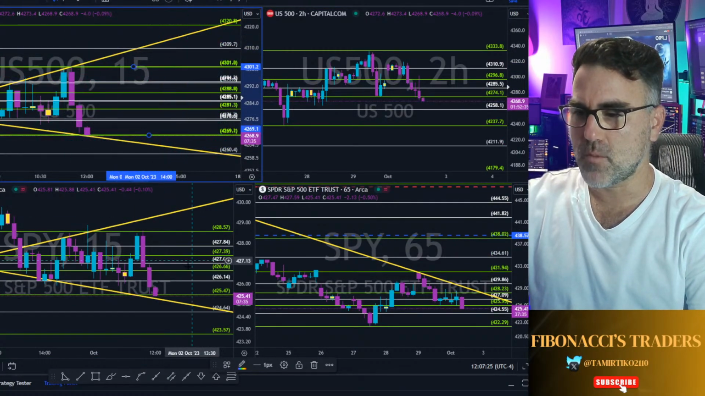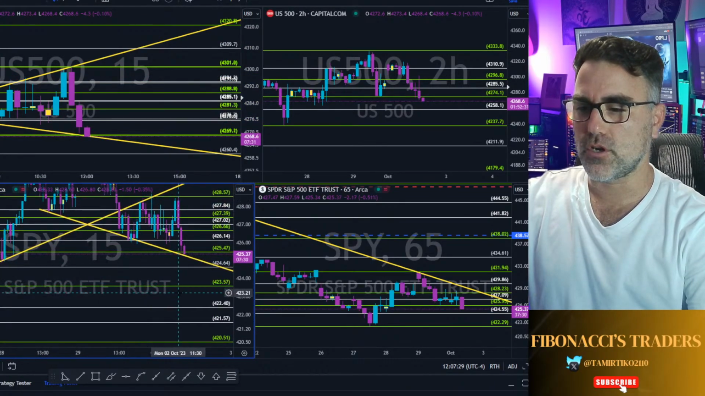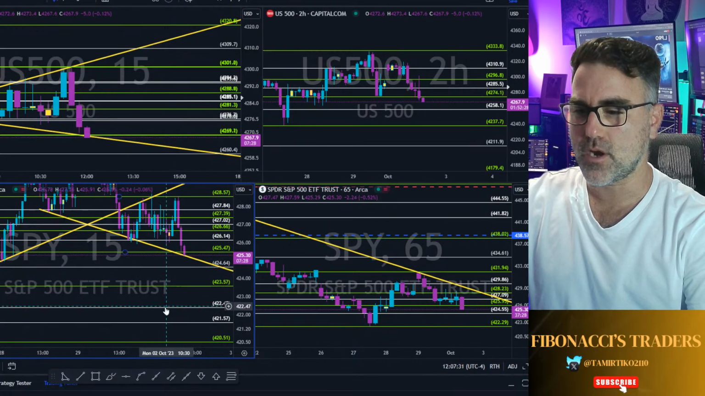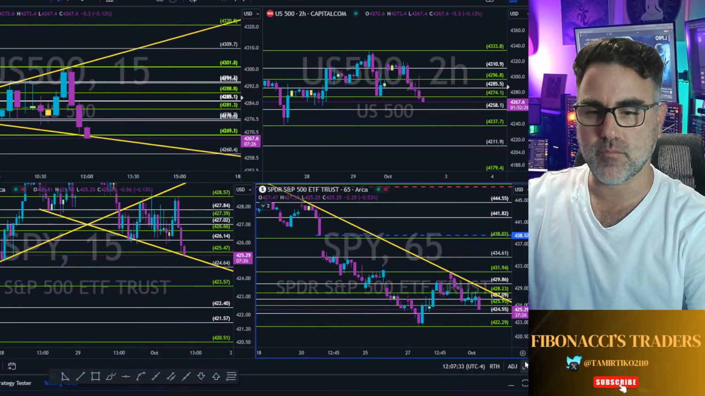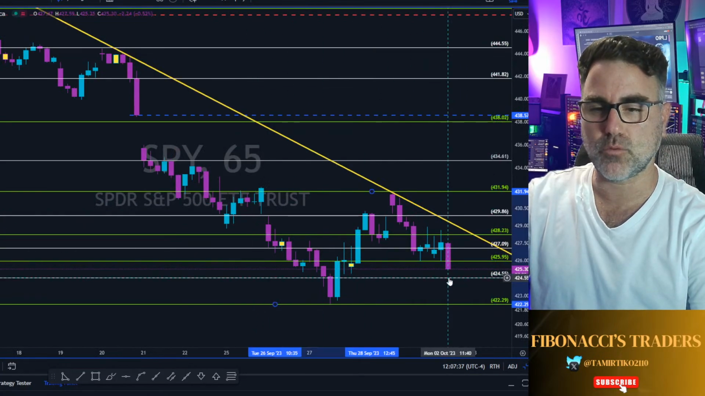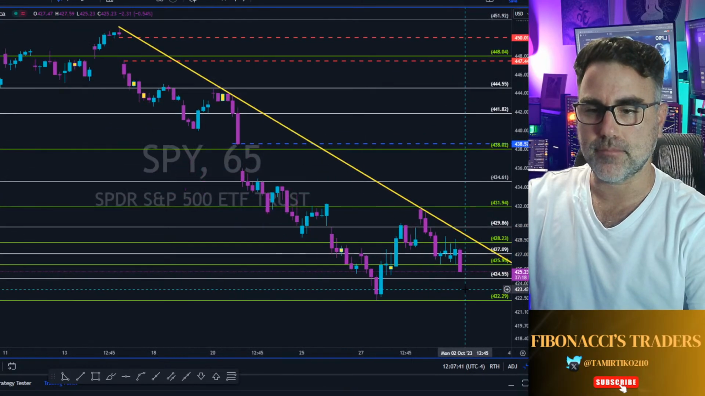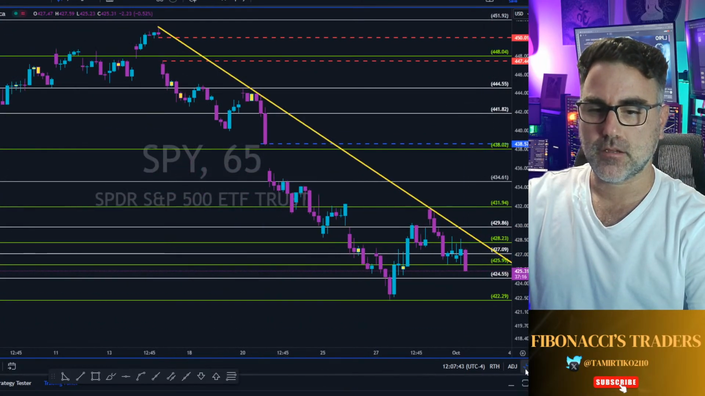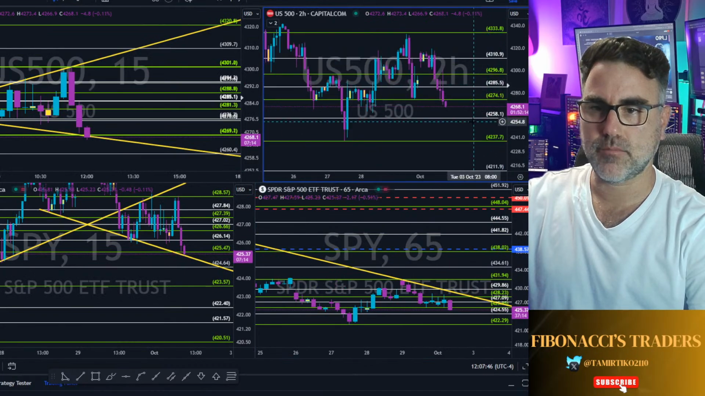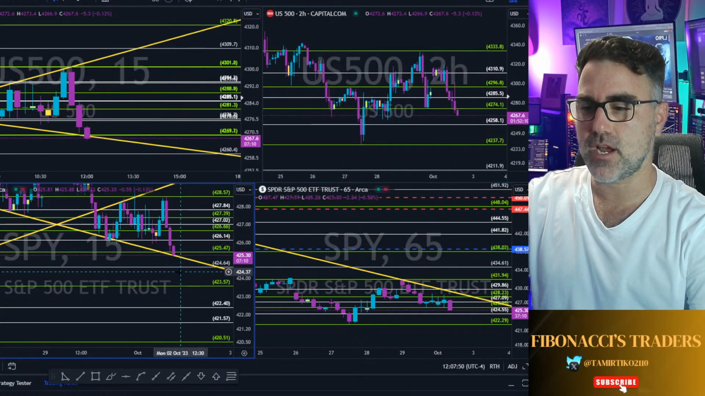If this broadening formation gets broken, we are heading towards the 44.2360 and then 42.40. On the 65 minutes, bulls gave up. We are heading south towards the 424, below it 422.30. Overall, nasty price action. If you are bulls, if you're day trading, you can trade both sides.